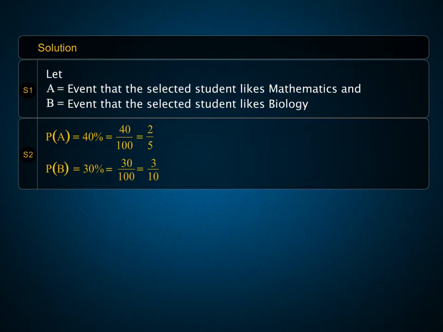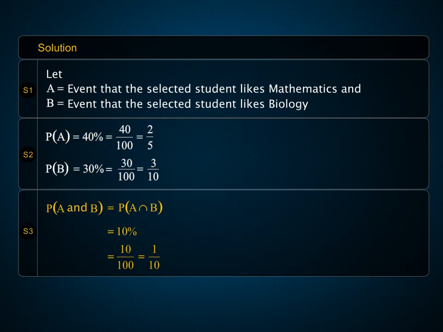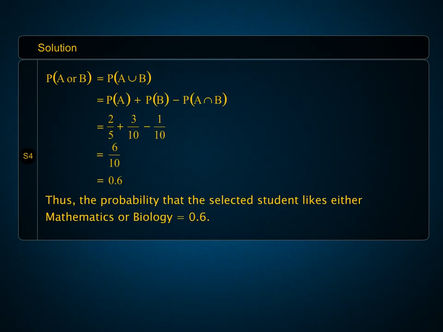Probability of event A is equal to 2 upon 5 and the probability of event B is equal to 3 upon 10. The probability that the selected student likes both mathematics and biology, that is P of A intersection B, is equal to 1 upon 10. Now, we use the addition theorem of probability to find the probability of A or B, that is probability of A union B. Thus, the probability that the selected student likes mathematics or biology is equal to 0.6.